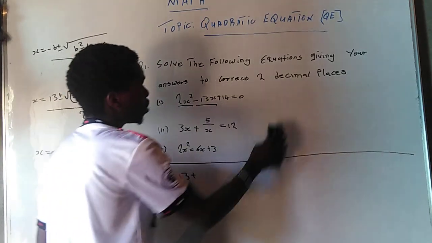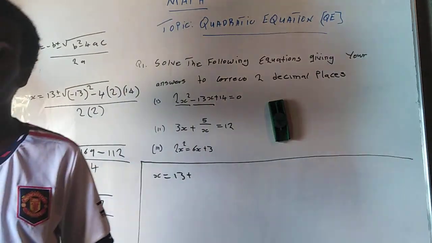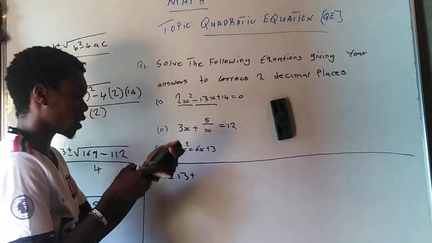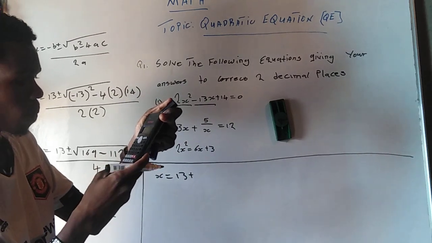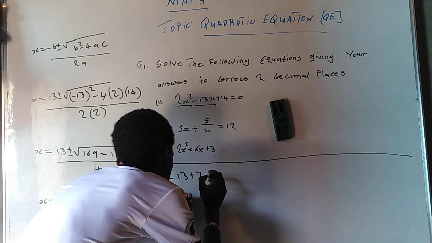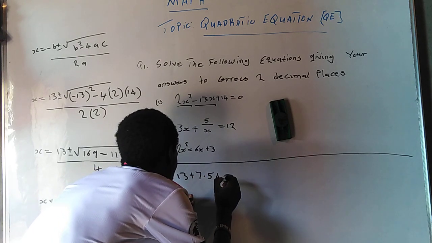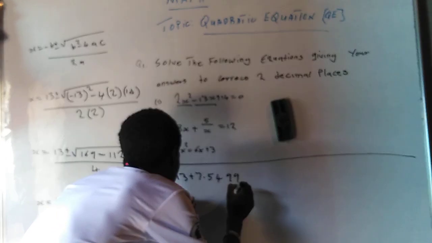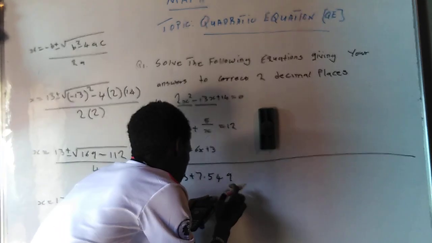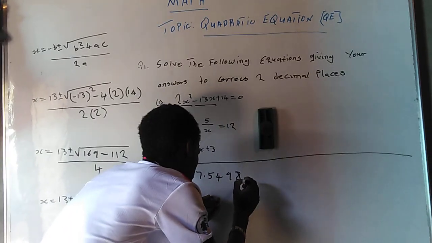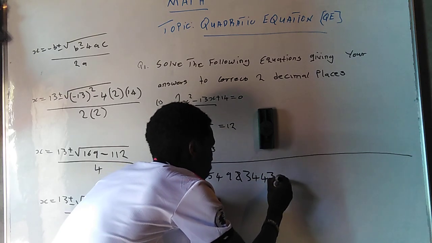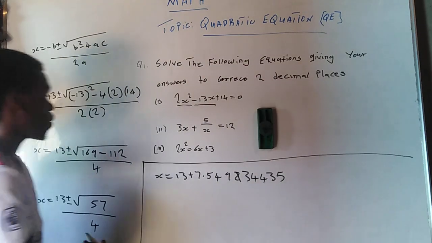In a quadratic equation, you need to come up with two possible answers, one in negative and also one in positive. So 13 plus, what's the square root of 57? Punch again on the calculator. The square root of 57 is giving me 7.5498983435, over 4.